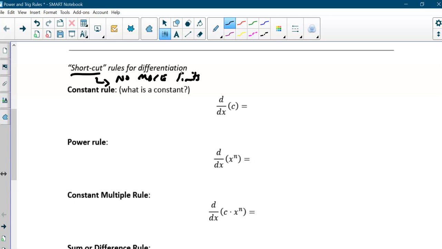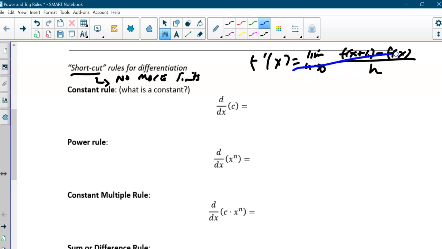Because this part just means that all that long difference quotient stuff that we've been doing before, this whole f prime of x is equal to the limit as h approaches 0 of f of x plus h minus f of x over h, that's out of here. You do not need to worry about that until April, May. We'll revisit that in April and May.